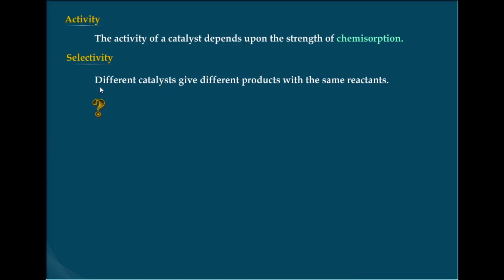Selectivity. The selectivity of a catalyst means it's the ability to direct a reaction to yield a particular product. That is, a given substance can act as a catalyst only in a particular reaction and not for all the reactions. It means that a substance which acts as a catalyst in one reaction may fail to catalyze another reaction. So hope it is clear to you. Some examples we can find here.